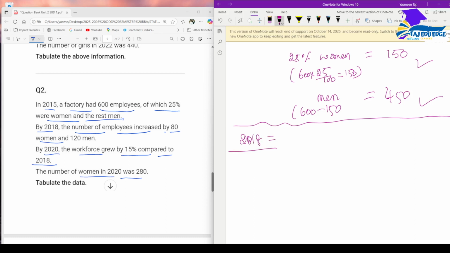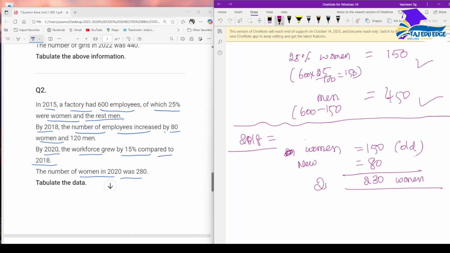the number of employees increased by 80 women and 120 men. First we'll take women because they have given women first. Earlier there were 150 women, this is old, correct? Newly 80 women have come. So total, that is 230 women in 2018.